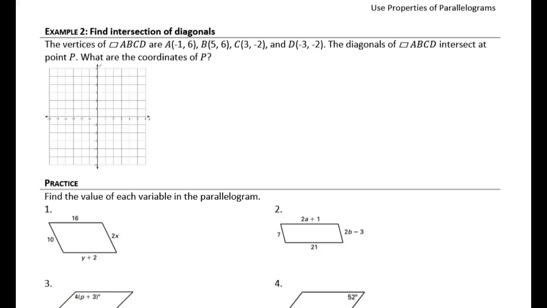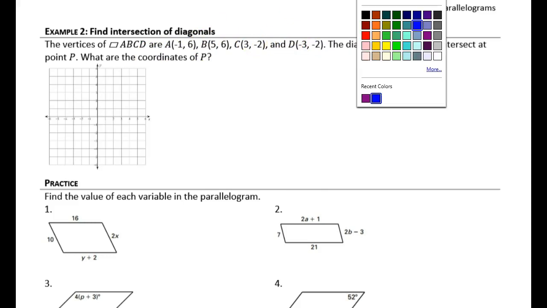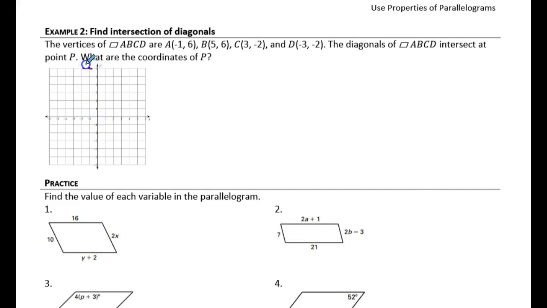We've been given a parallelogram ABCD with the following vertices. We're going to draw these vertices on this graph. You don't have to in order to solve this problem, but I think sometimes a visual might help. So there's point A. Point B is at 5, 6. Point C is at 3, -2. And point D is at -3, -2.